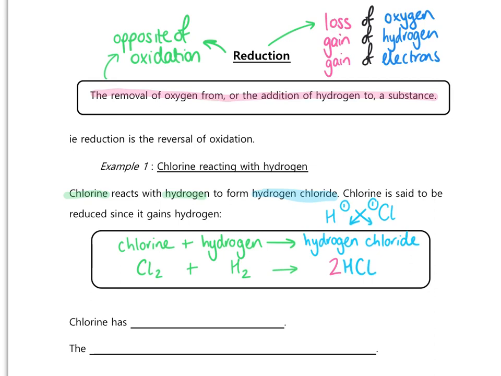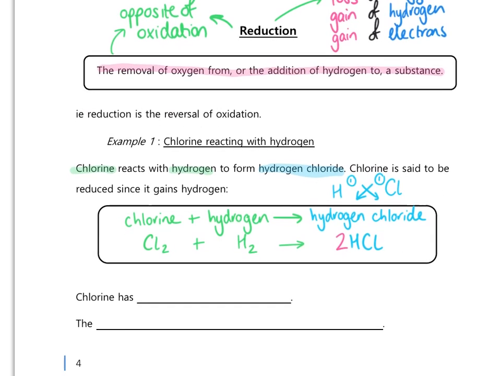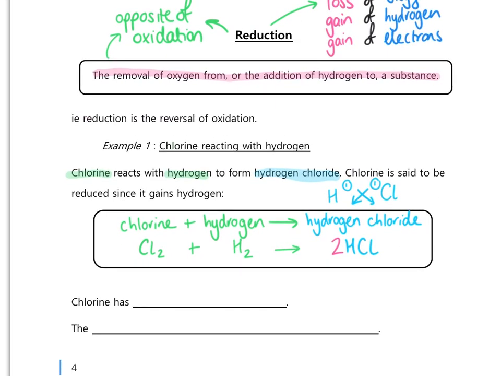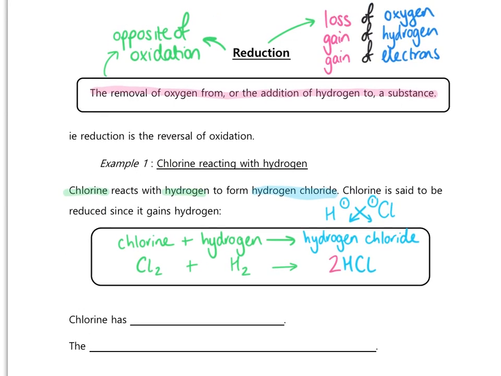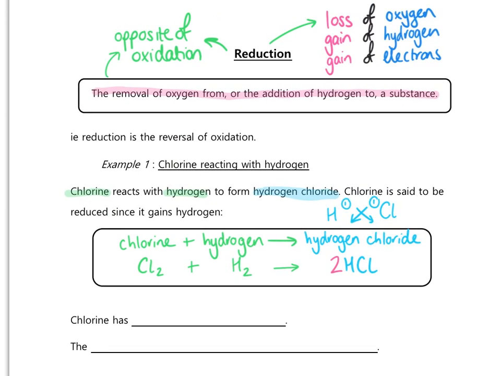Okay, so now we need to think about what has happened and how we can define this as a reduction reaction. Well, we can't say anymore that chlorine has lost oxygen, for example. There's no oxygen involved here. So I go to my 3 definitions of reduction up here. Has oxygen been lost? Has hydrogen been gained? Or have electrons been gained?